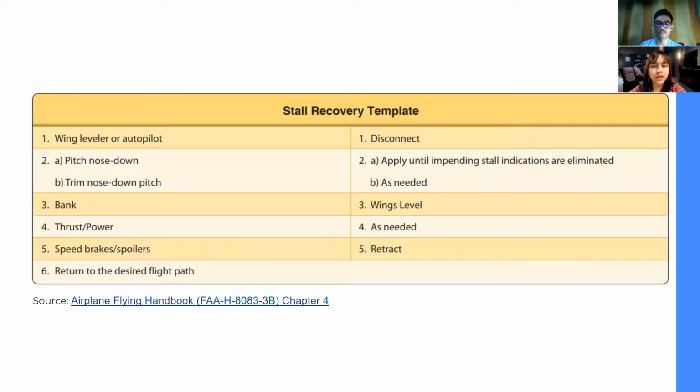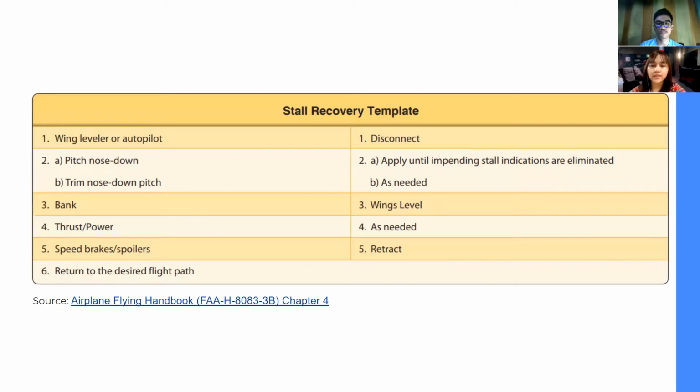The next step is pitch nose down. This is to reduce the angle of attack below the critical angle of attack and is applied until impending stall indications are eliminated. In cases where elevator does not provide the needed response, pitch trim may be necessary. The third step is to bank wings level. This is to orient the lift vector properly for an effective recovery.